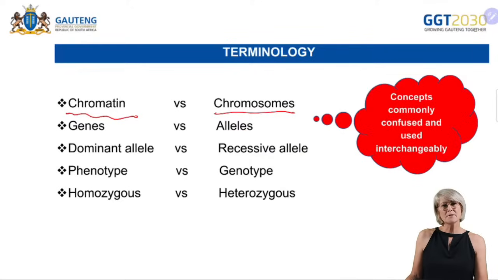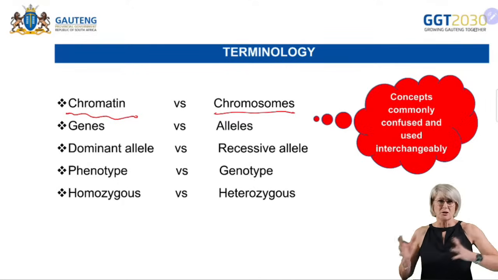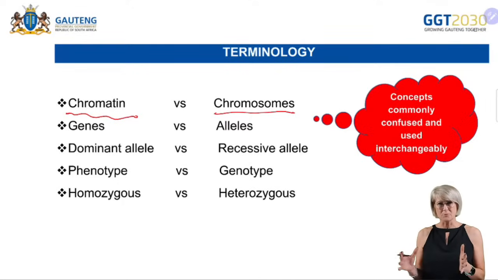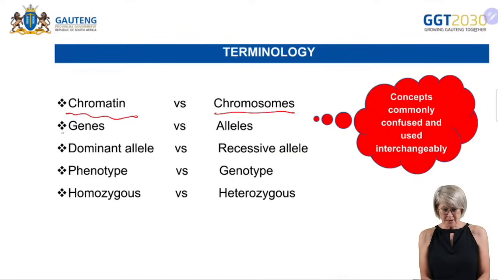However, as soon as cell division begins, whether it be mitosis or meiosis, the DNA then condenses and it forms individual chromosomes. So the chromosomes then are just a different stage of the chromatin network, and chromosomes are visible during cell division.